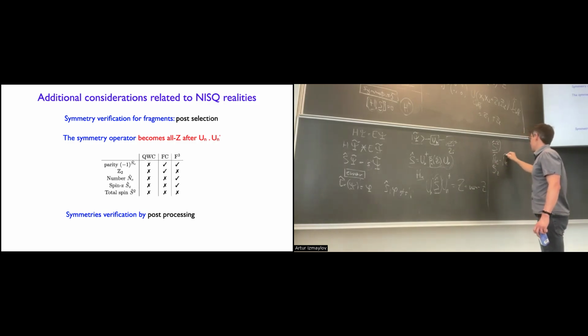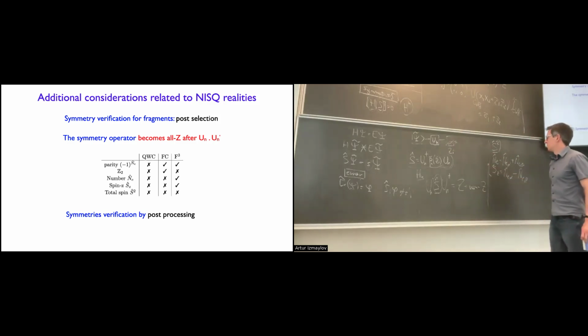Then I guess other operators, like, say, the number of electrons or Sz, are simpler. One is the number of electrons alpha plus the number of electrons beta, and the other one is just the difference between the two.